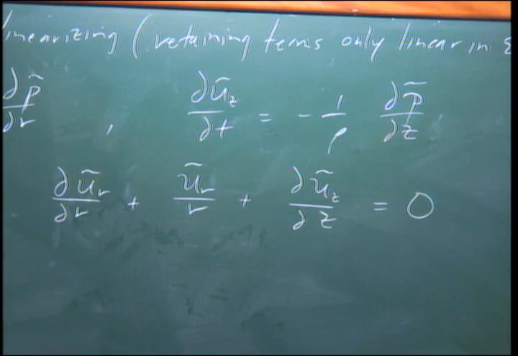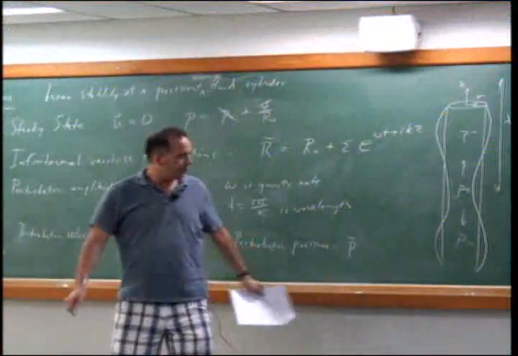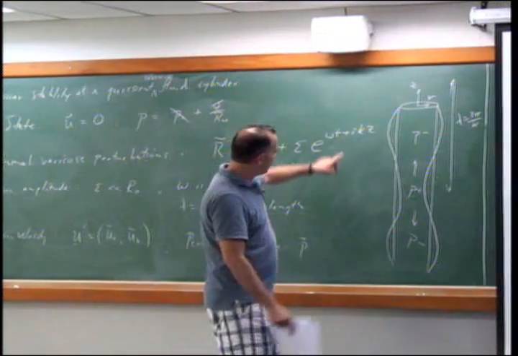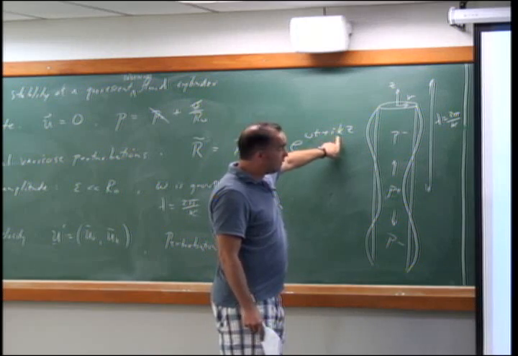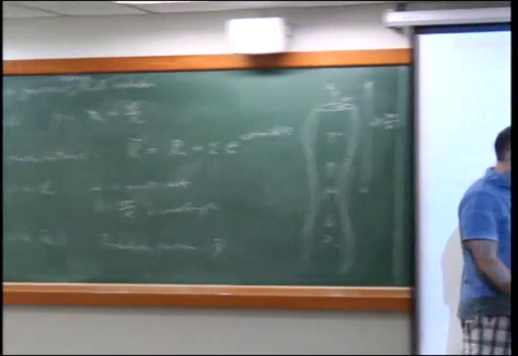Okay, and so we anticipate, we're basically looking for these wave-like solutions, so we expect this form for the dependence on z to be the same for the velocities and pressures.